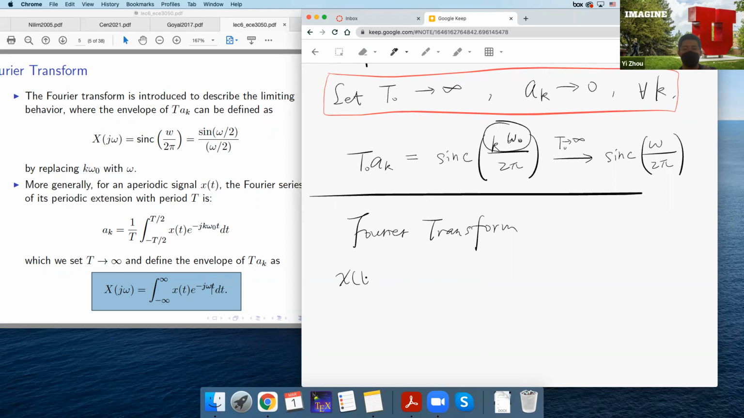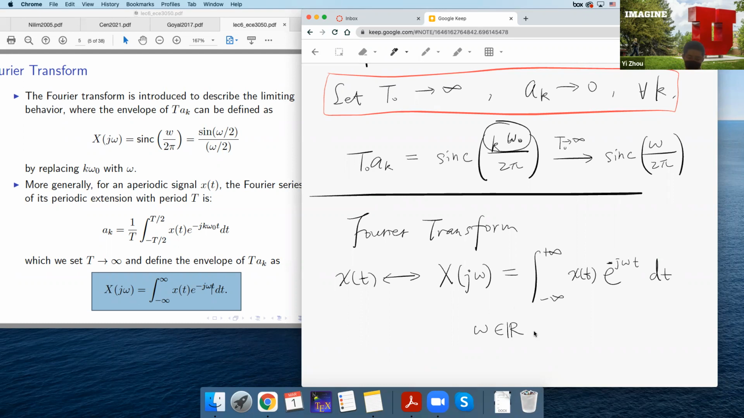So given a signal x(t), the Fourier transform is denoted by capital X(j omega), given by this integration. And what is special here, different from the Fourier series, is that omega is continuous. So this omega is any real number. So it is a continuous frequency domain.